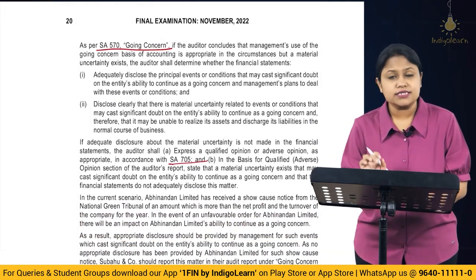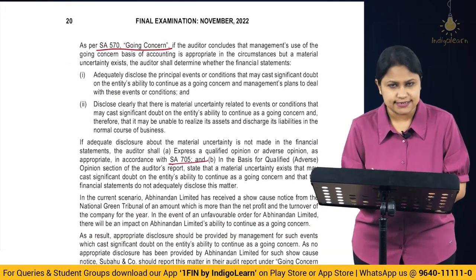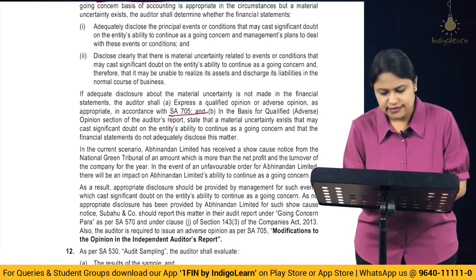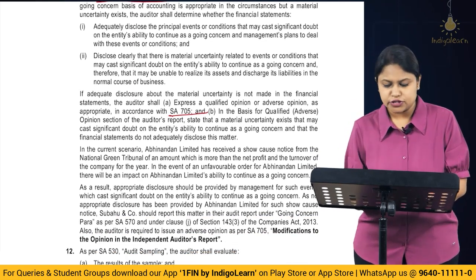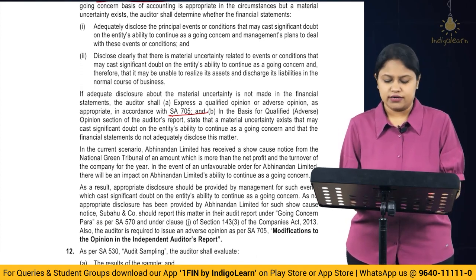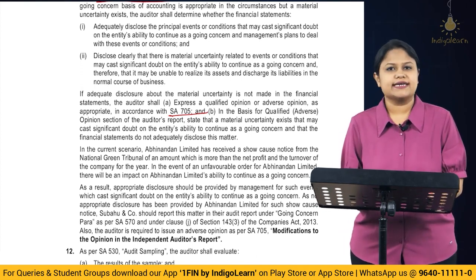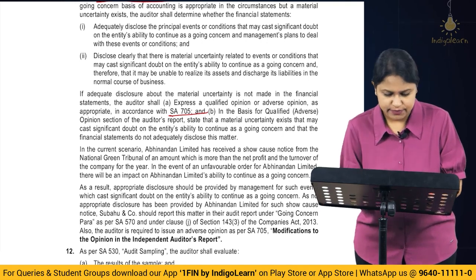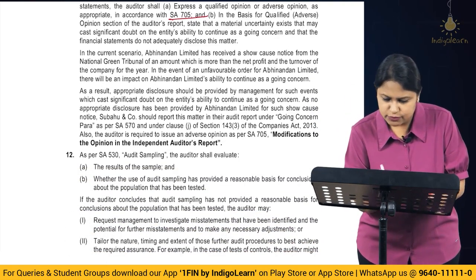SA 570, you have to very clearly disclose regarding the material uncertainties existing. If you do not do that, then obviously 705 also will come into picture, where if the disclosures are not done, or even if the requirement of the provision is not being created as required, then modification can happen. So, we'll come to the main conclusion of the answer.